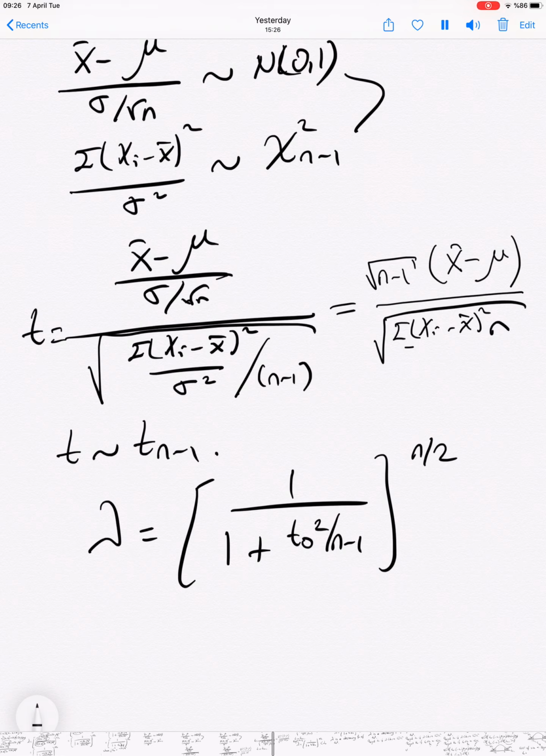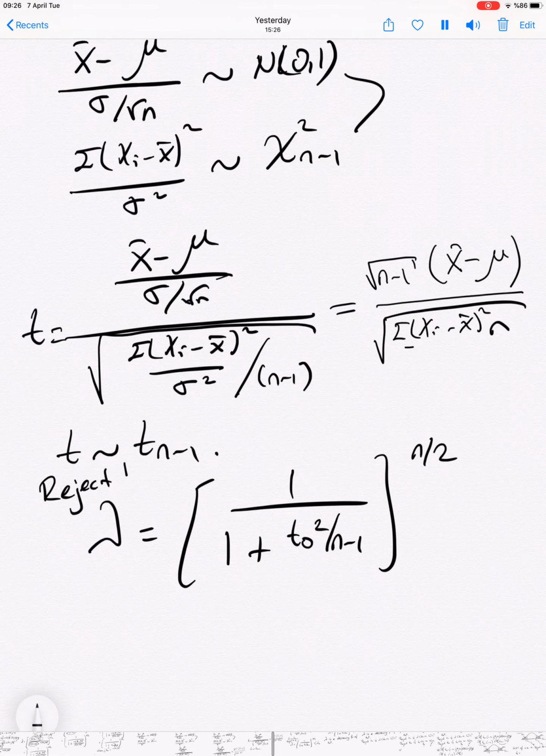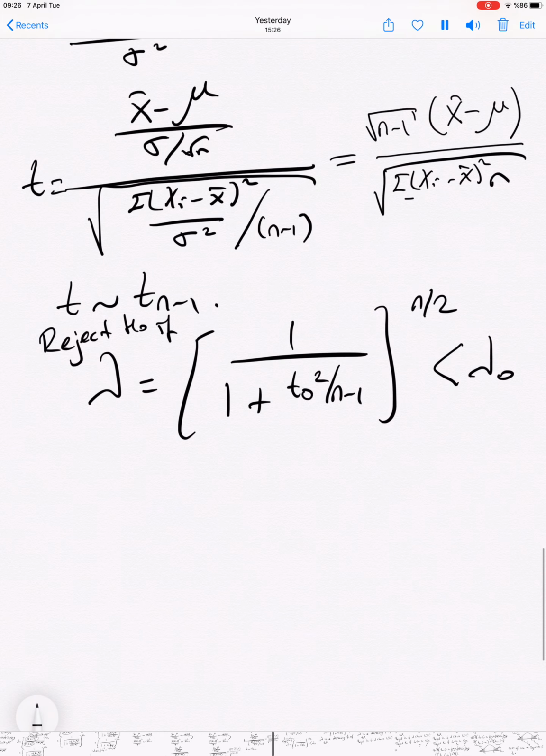And our rejection mechanism is what? Reject H0 if lambda is less than lambda 0. So in terms of t0 squared, so this is our statistic that we have to derive our test. In terms of t0 squared, what should be the testing procedure? So we have to look at whether our lambda is a decreasing or increasing function of t0 squared.